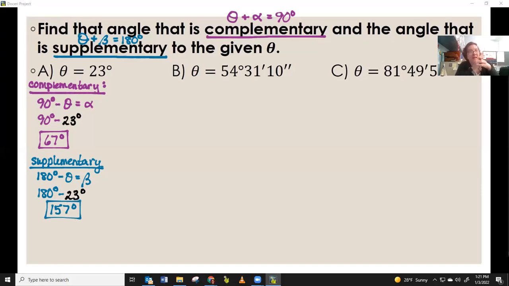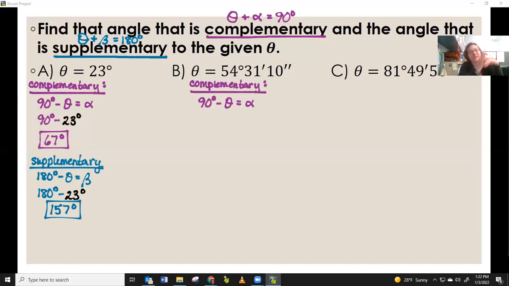Now I want to take that and I want to be able to do it with degrees that are written not as whole degrees or as decimal degrees, but ones that are written as degrees, minutes, seconds. So that's why I kind of started off with a whole number first. I know that for them to be complementary, I want to take 90 and I want to subtract the angle that they gave me.